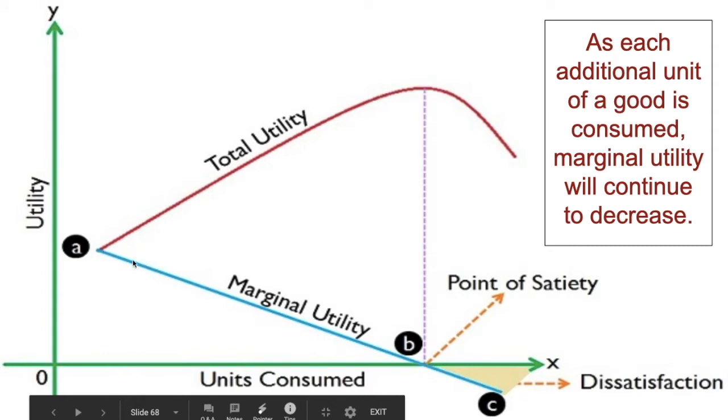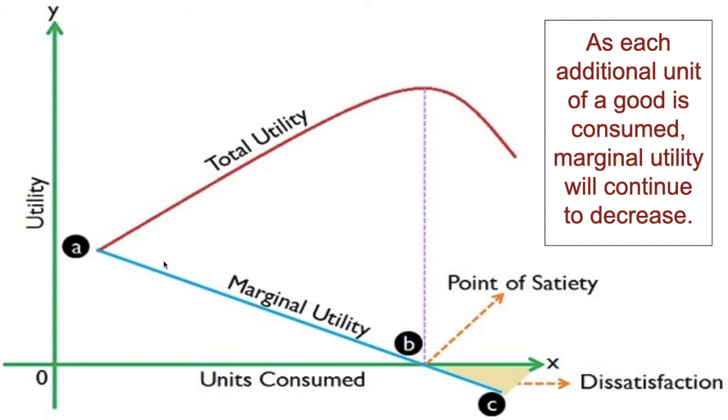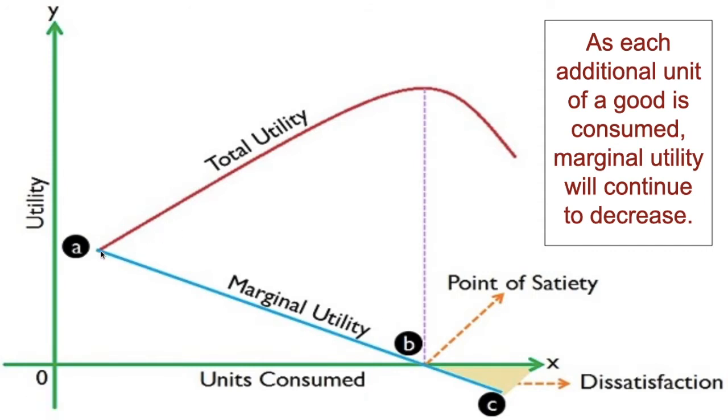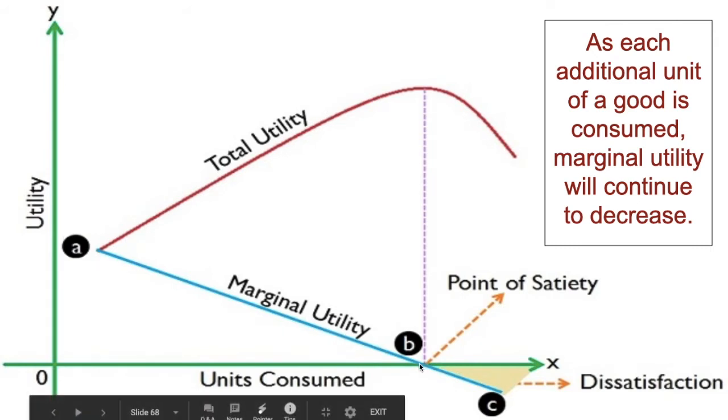For utility, it's one after another. The first unit is better than the second is better than the third is better than the fourth, and that continues. It's a rule. It's a law. So the total utility curve, in a lot of ways, reflects the marginal utility curve. And then as soon as marginal utility goes negative and we experience dissatisfaction, the total utility curve starts downward sloping.